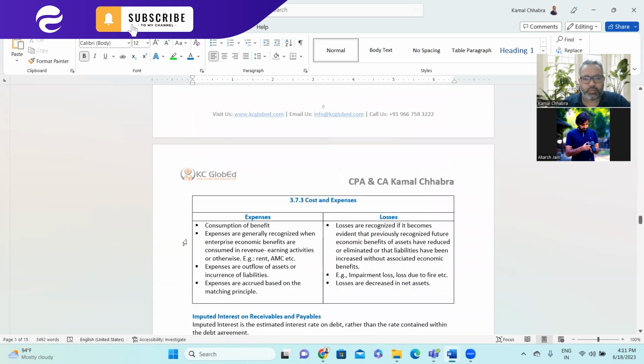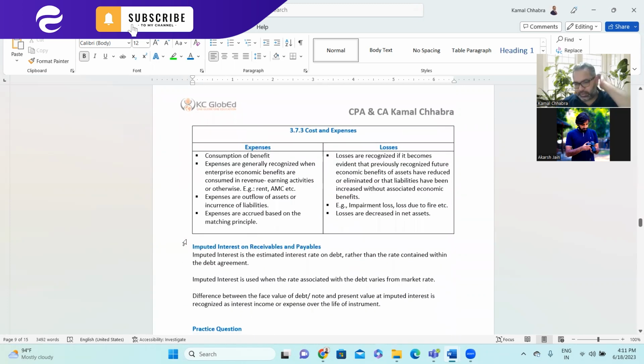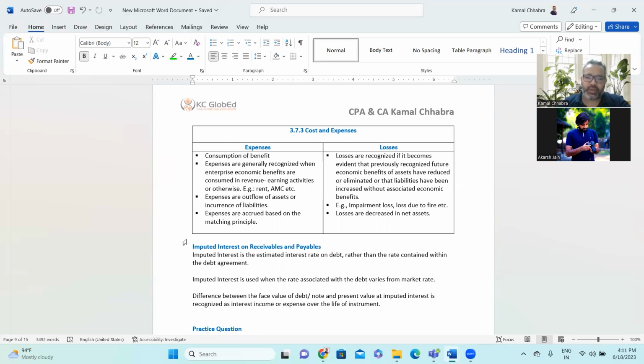So cost and expenses. They may result either in an expense to the income statement or in losses to the income statement, gains or losses. Expenses generally include consumption of benefits. Expenses are generally recognized when enterprise economic benefits are consumed in revenue, like the matching concept.